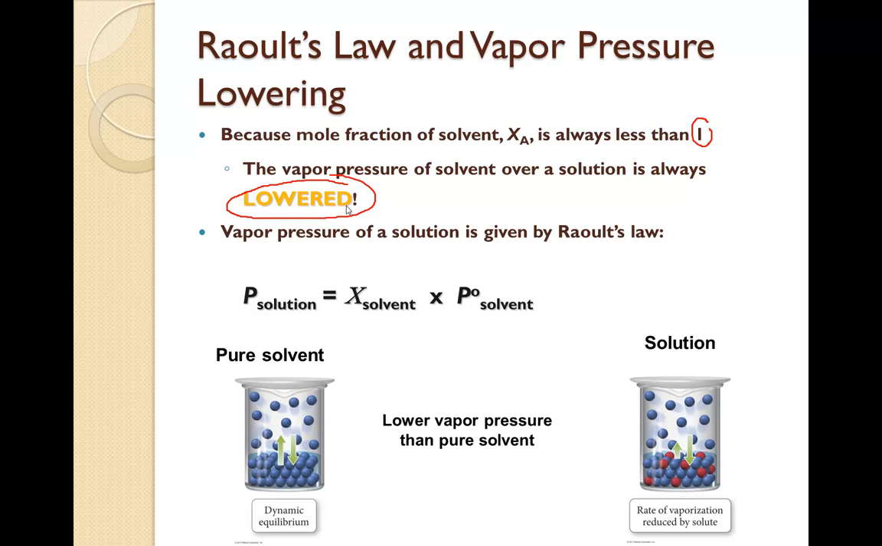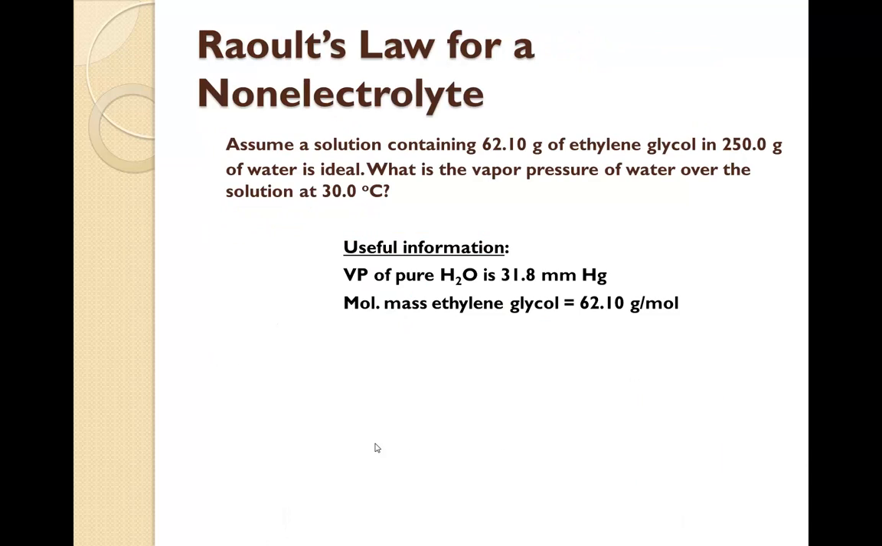The vapor pressure of a solution is given by Raoult's law: the pressure of the solution is the solvent mole fraction, notice it's the solvent and not the solute, times the initial pressure without anything in it. So let's do a practice one of these. Assume a solution containing 62.10 grams of ethylene glycol and 250 grams of water is ideal. What is the vapor pressure of water over the solution at 30 degrees?